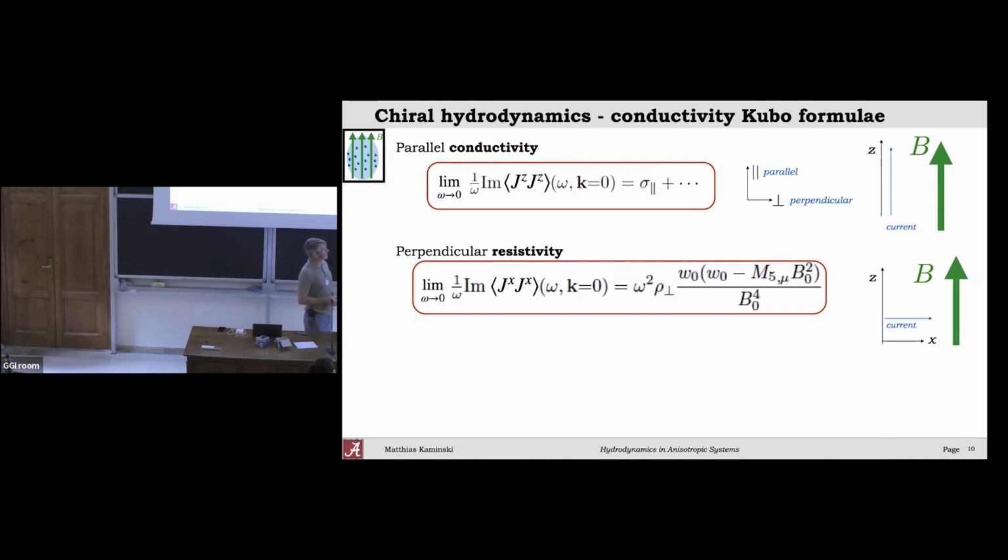It's in this enthalpy, for one. W0 is epsilon plus p. It's the enthalpy. And then this coefficient also depends on the temperature. Yeah. And the resistivity depends on the temperature. So I don't have a plot for the resistivity, I think, but I have some other transport coefficients.